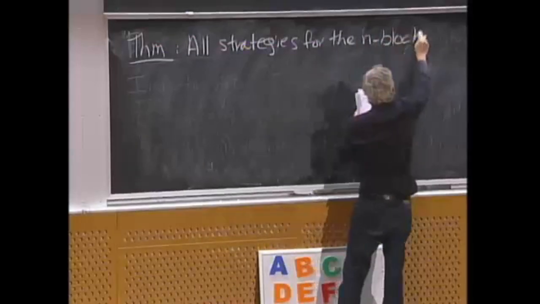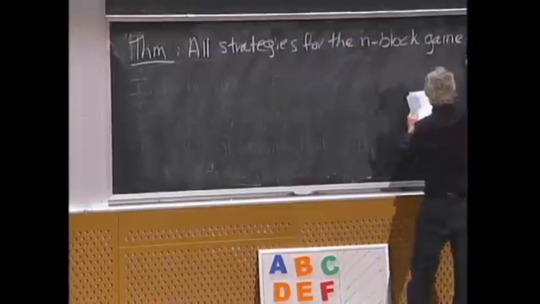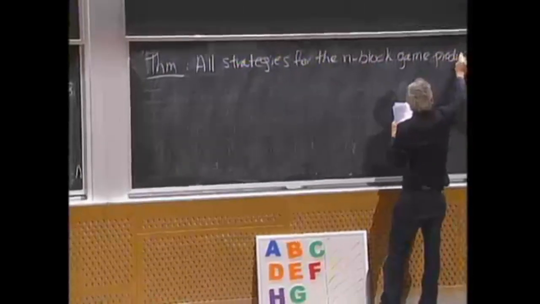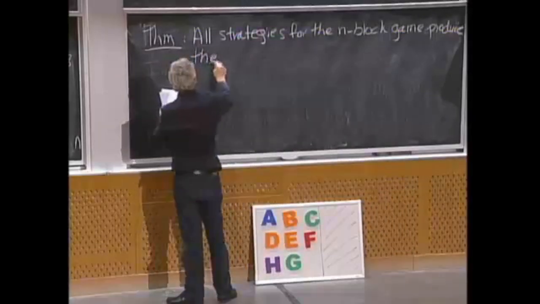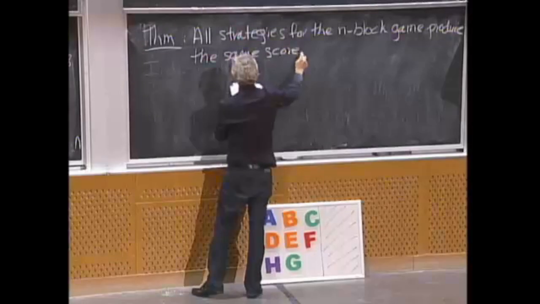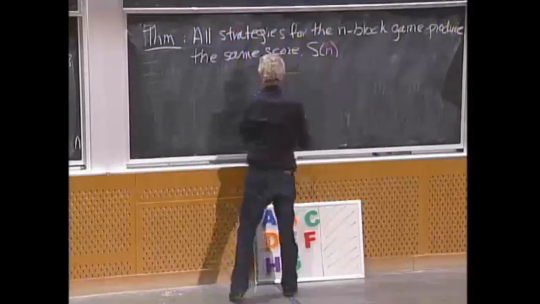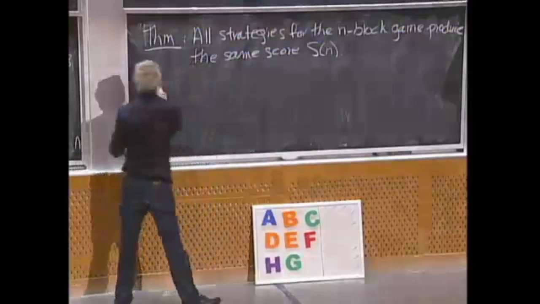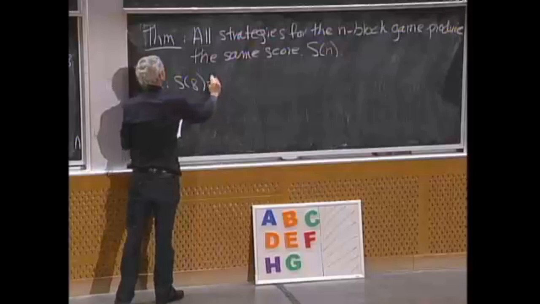So the theorem is that all strategies for the n-block game produce the same score. It wasn't a coincidence for 8. And the score, we'll call it S of n for the n-block game. So for example, we're going to try to show that S of 8 was 28.